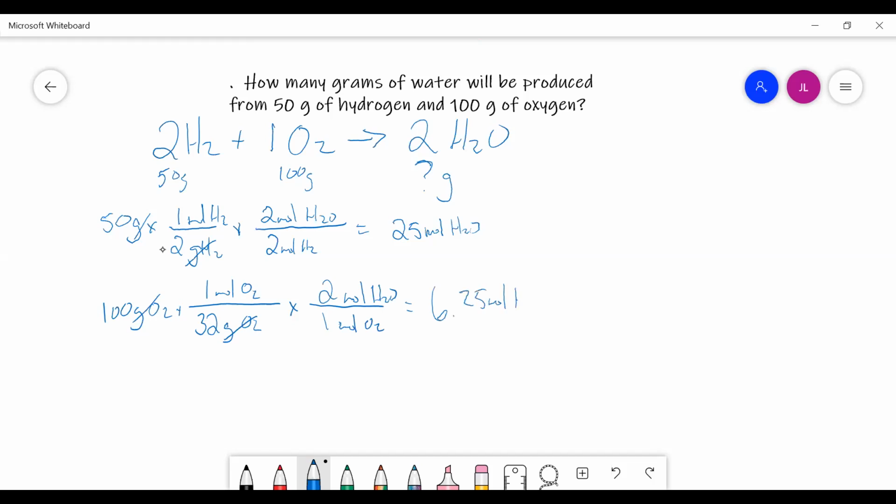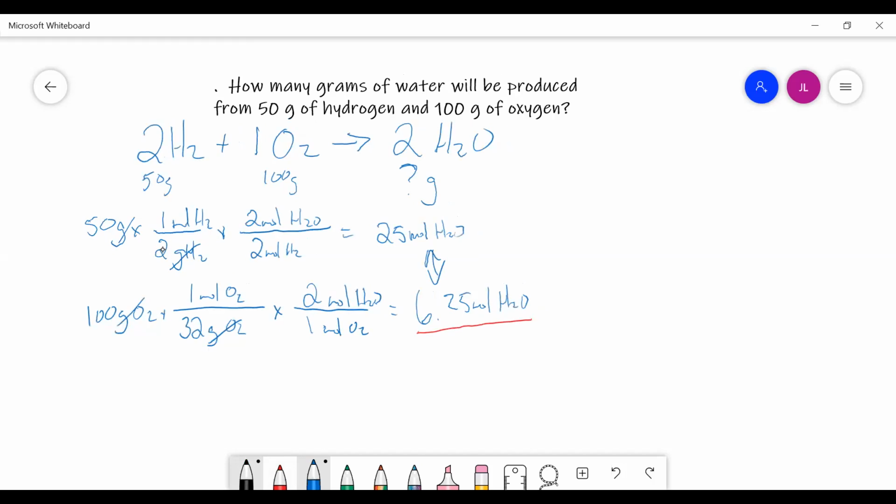6.25 moles of H2O. Well, looking at this, now we're going to compare these two with each other, and we can see that we're only going to make 6.25 moles of water because that's our lower number. Once we make those 6.25 moles of water, the reaction stops because we're out of oxygen. But we're still going to have some excess hydrogen. So let's figure out how many grams, so we can answer our question, how many grams of water are we going to actually produce?